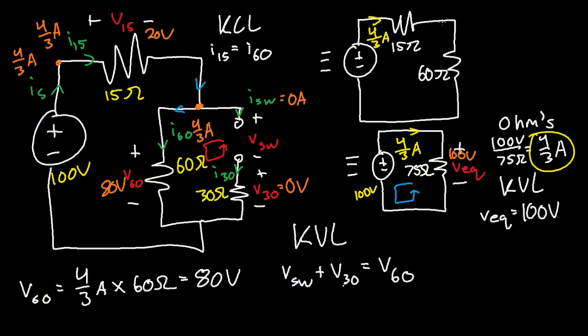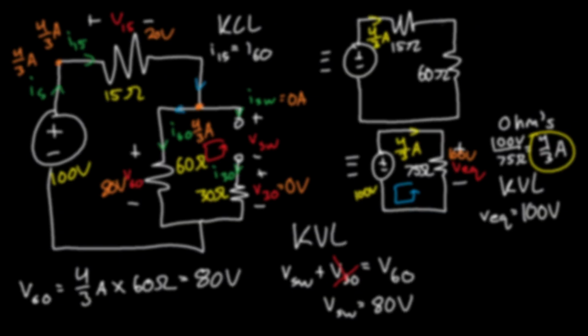Here's the thing. We solved for V of 30, it's 0 volts. Remember, since the current was 0, the voltage is 0 at this resistor. Therefore, we have 0 volts here, and we can just take this out. We can cut this out. So we get the voltage of the switch is equal to the voltage of V60. And V60 is determined to be 80 volts.